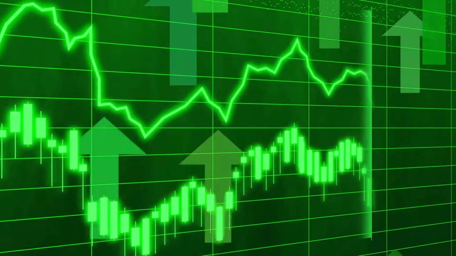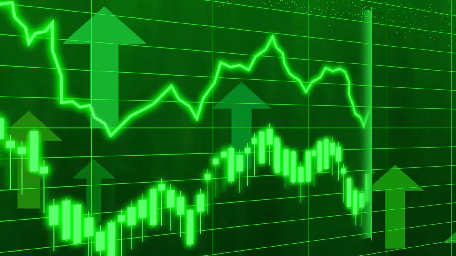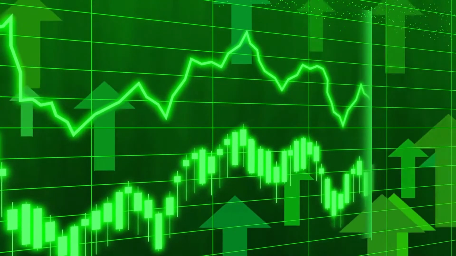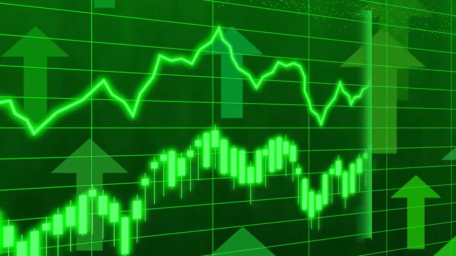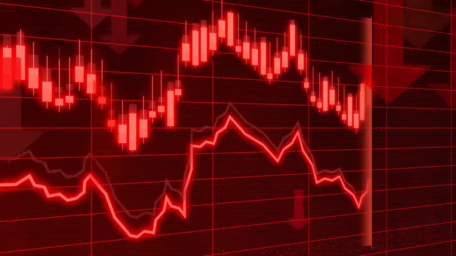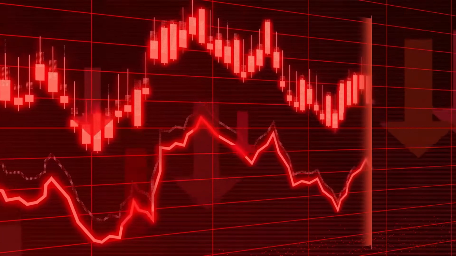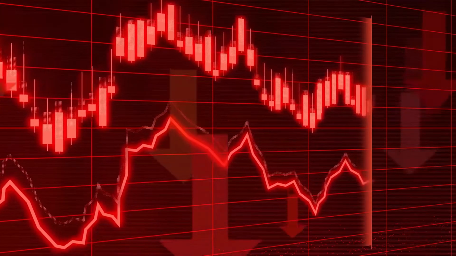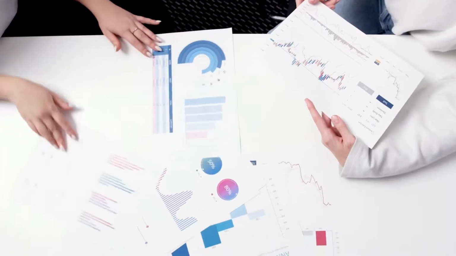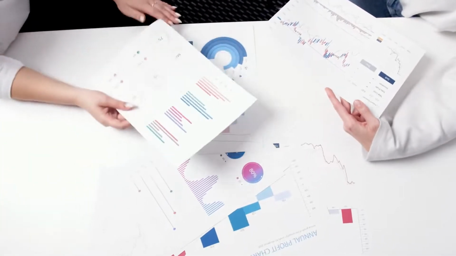For most, it is important to understand that stock prices are determined by supply and demand. When there is more buying pressure than selling pressure, stock prices will rise. When there is more selling pressure than buying pressure, stock prices will fall. Therefore, it is so important to pay attention to stock market news and understand what is driving stock prices up or down.